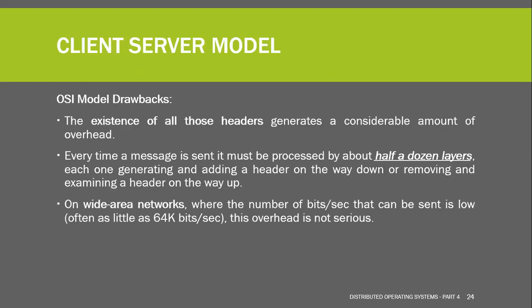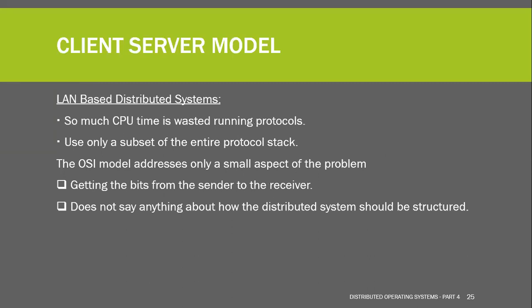A client-server model. The OSI model has some drawbacks. The existence of all those headers generates a considerable amount of overhead. Every time a message is sent, it must be processed by about half a dozen layers, each one generating and adding a header on the way down or removing and examining a header on the way up. On wide area networks, the number of bits per second that can be sent is low, so this overhead is not serious.